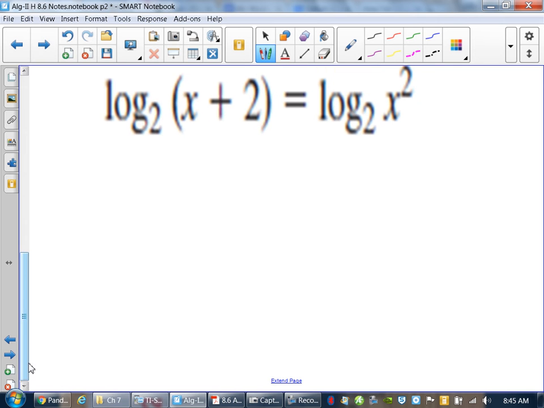So here, when you move this around, you're going to get x plus 2 is x squared. Which means you have to factor. x plus 2 times x minus 1. What times what is negative 2 and adds together to get negative 1? 2 and 1.